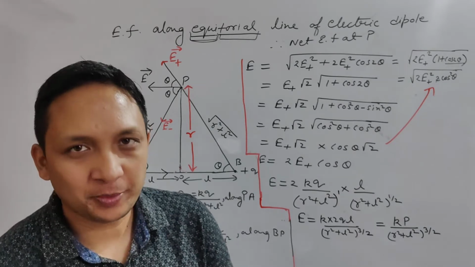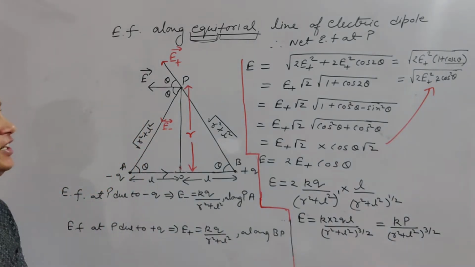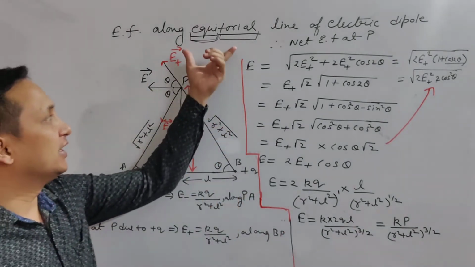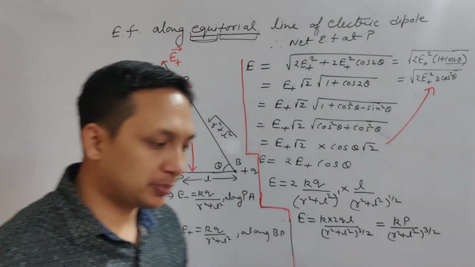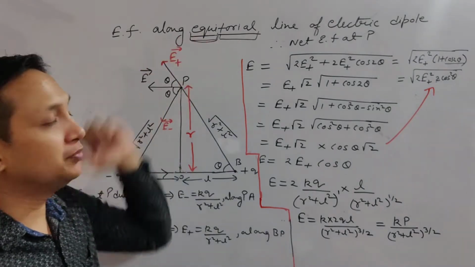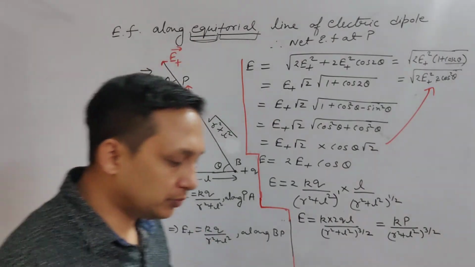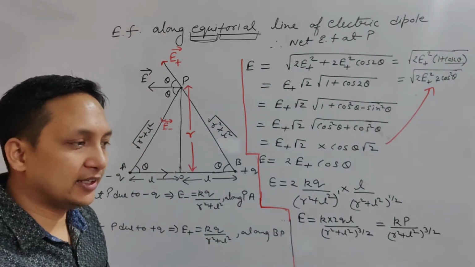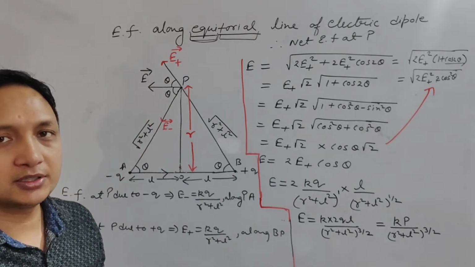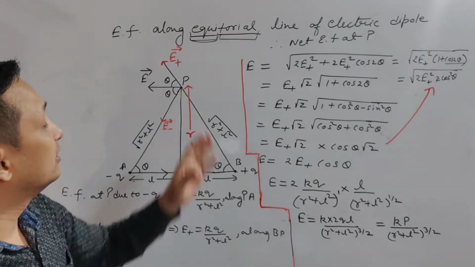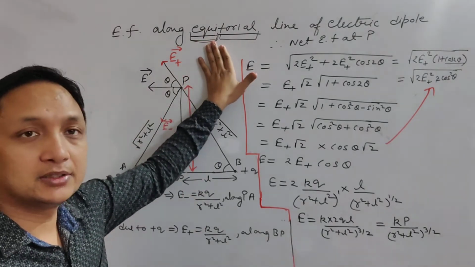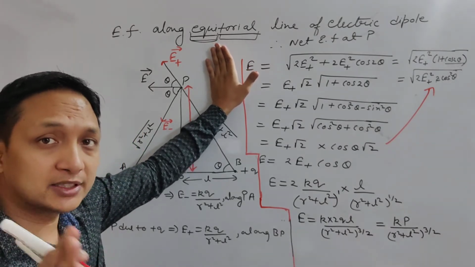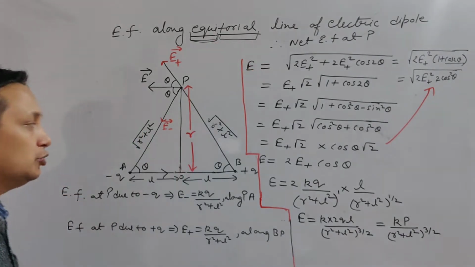Topic for the day is electric field along the equatorial line of an electric dipole. Now, what is this equatorial? If you check it out, this equatorial comprises of two parts. Even if I ask you what is the meaning of the equator of Earth, you will say, sir, that line which divides the Earth into two equal parts. Here also equatorial means the same thing. Equatorial means a line which divides the dipole into equal parts.